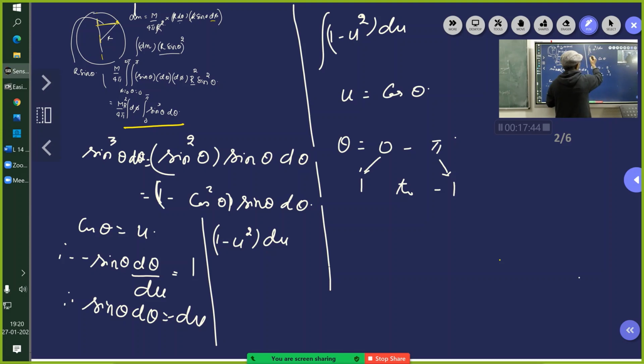Therefore, this integration, I have to integrate from what to what? From 1 to minus 1. I hope you know this now?